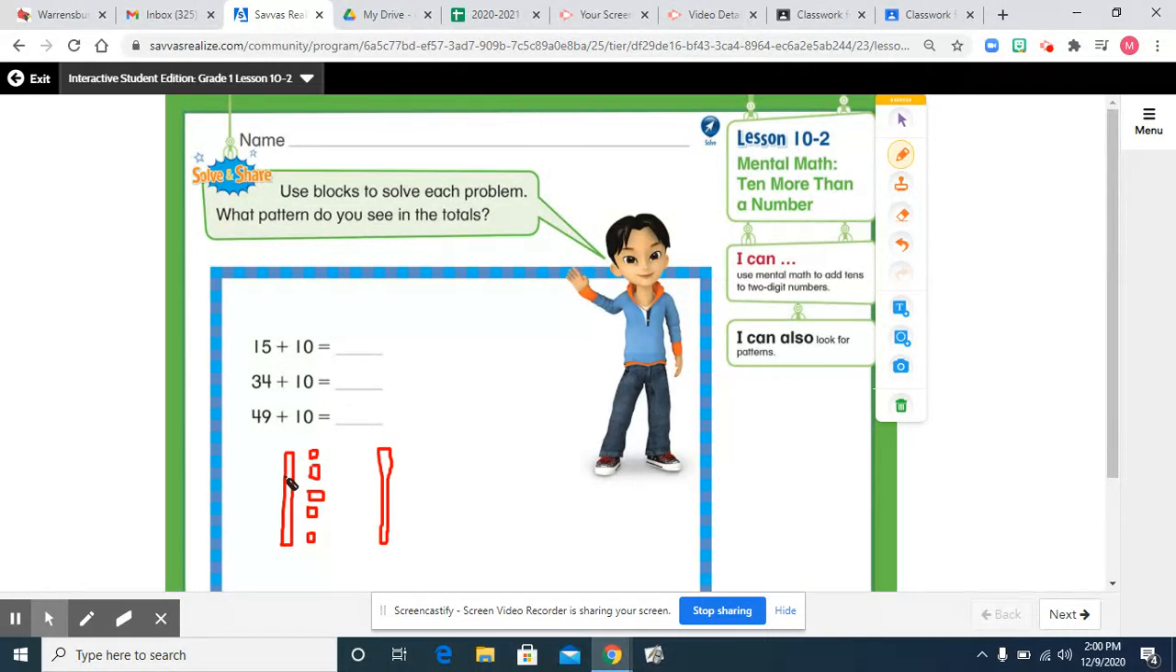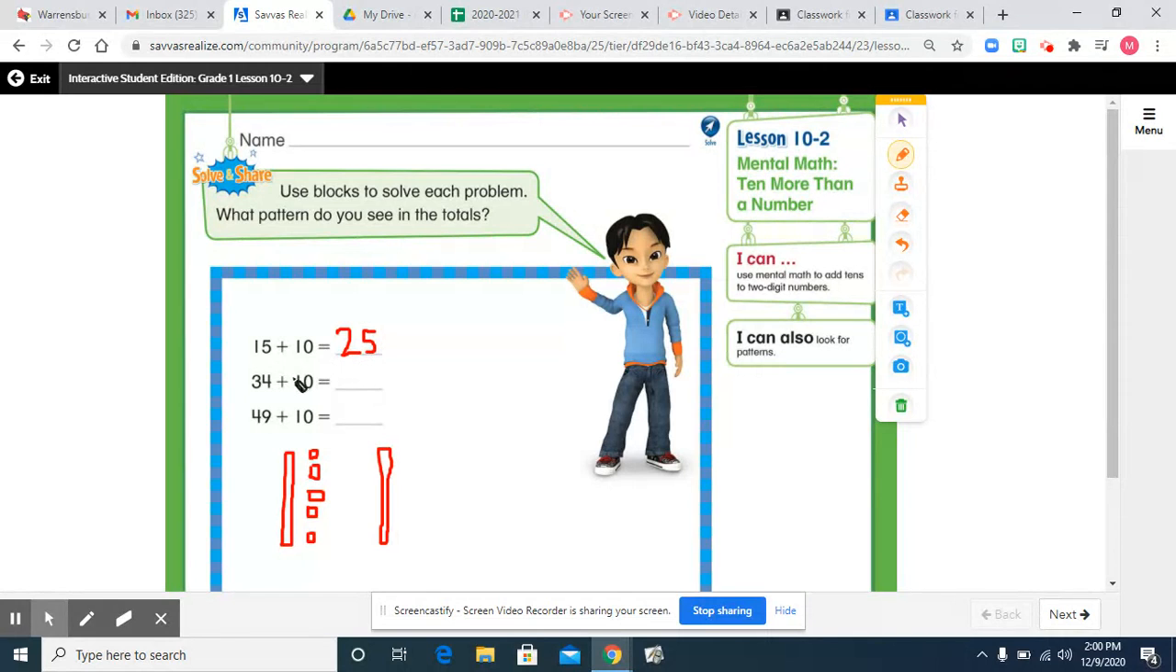So we always start with the tens first. Start with the bigger numbers first. Okay, so we'll start with the longs. 10, 20, and then we count on by ones because these are worth 1. So 21, 22, 23, 24, 25. So 15 plus 10 is 25.